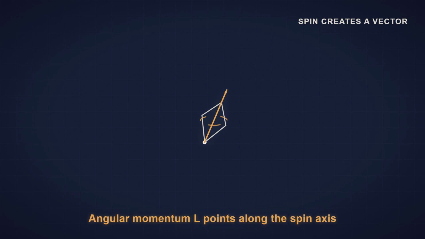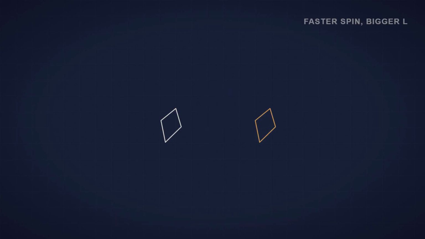This vector is what a non-spinning top never has, and it's about to change everything about how torque behaves. The size of this angular momentum vector depends on two things: how the top's mass is distributed, called its moment of inertia, and how fast it's spinning.